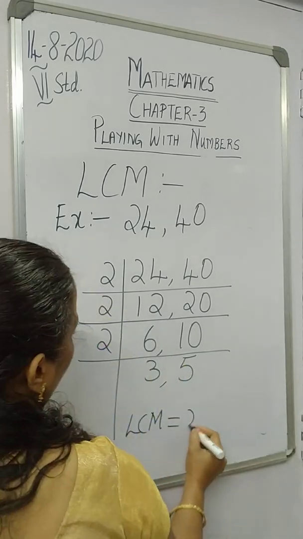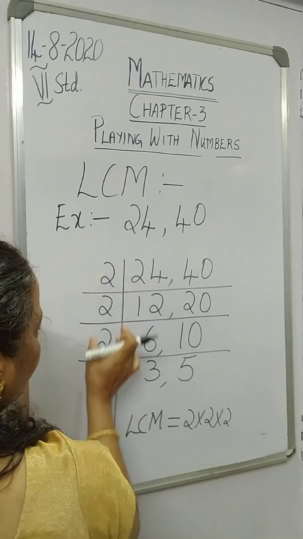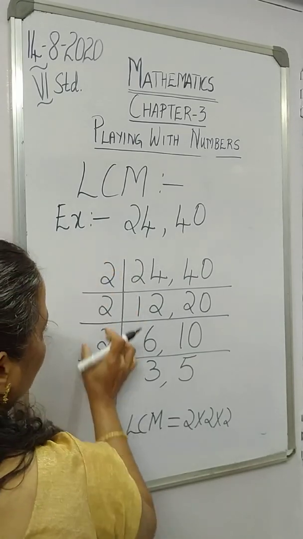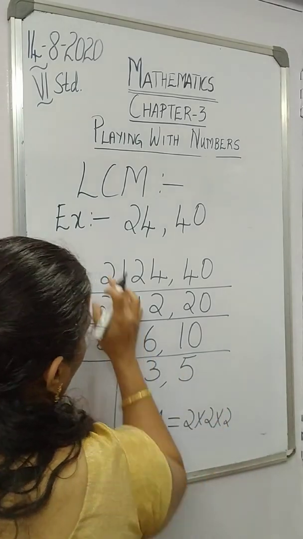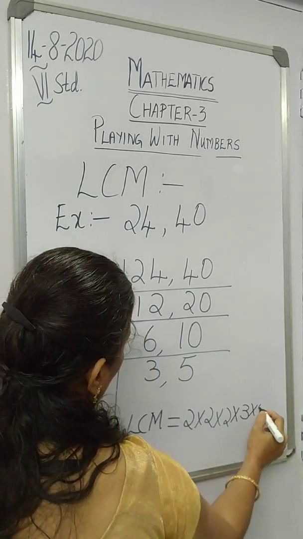That is 2 into 2 into 2. When we are doing HCF, we multiply only the numbers here. But when we are finding out the LCM, we multiply all the numbers, right from here to here. That is into 3 into 5.